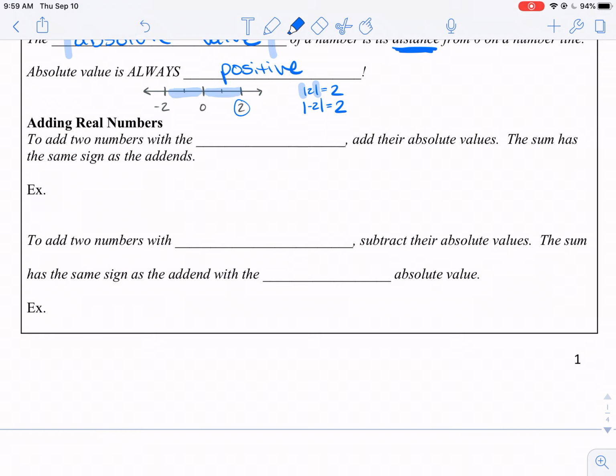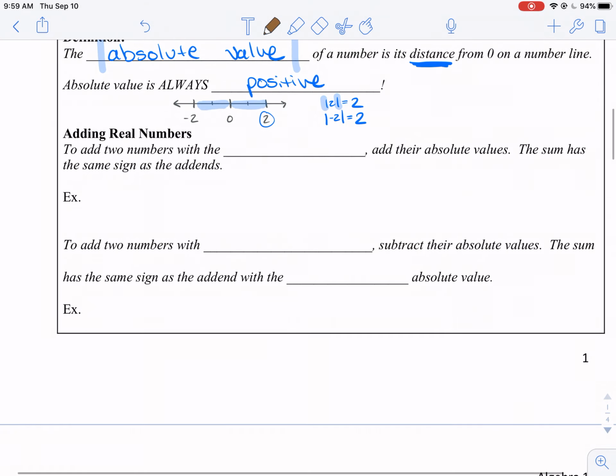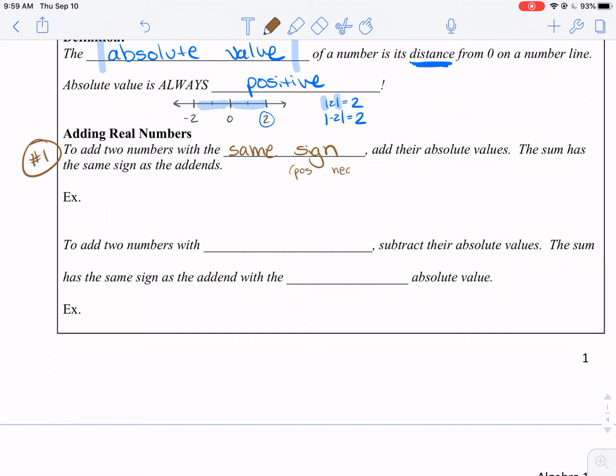The first case, this is case number 1, is if we have 2 numbers with the same sign, that is, are they both positive or are they both negative? Then we add their absolute values up. We keep the same sign as what we added. For example, we have negative 4 plus negative 2. They have the same sign. They are both negative.